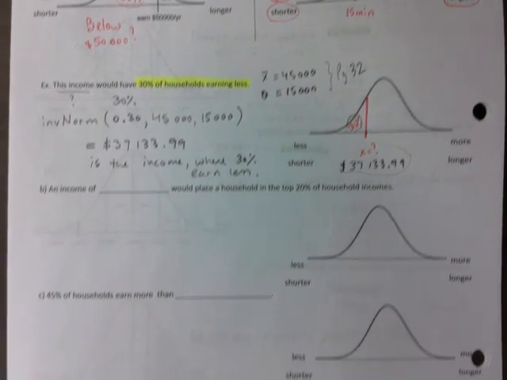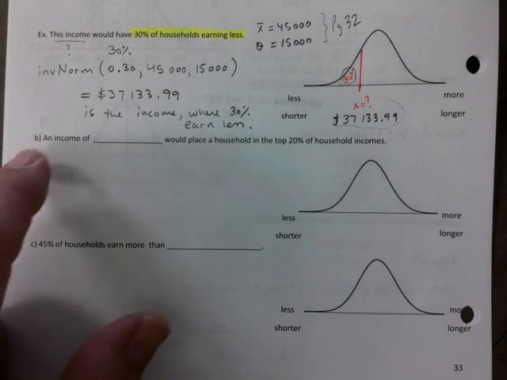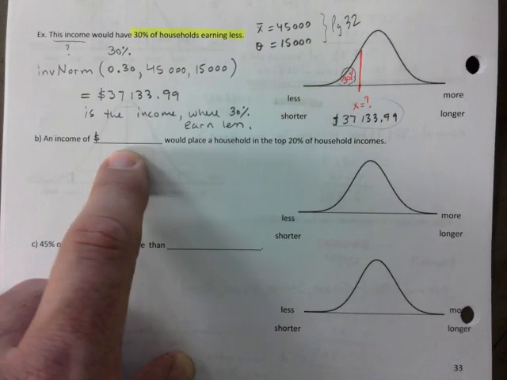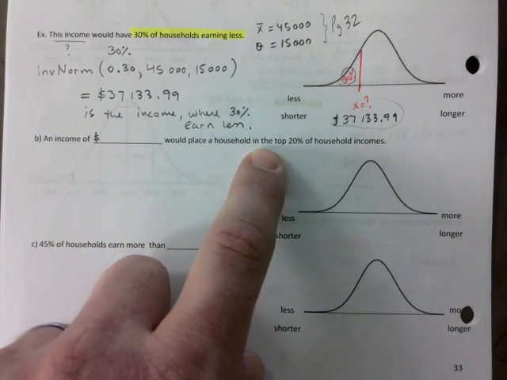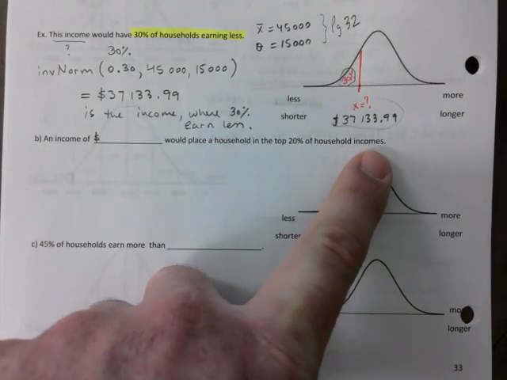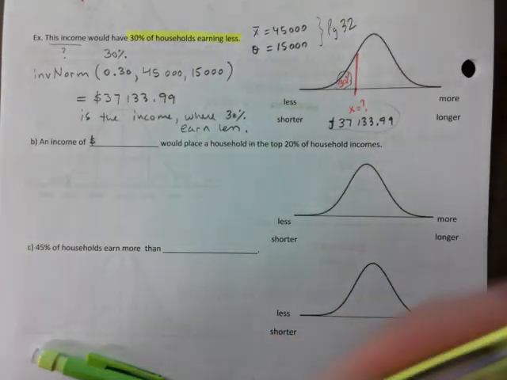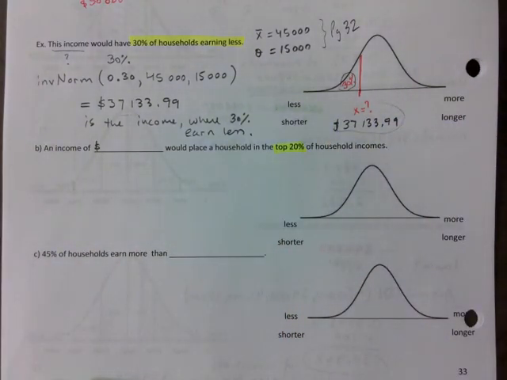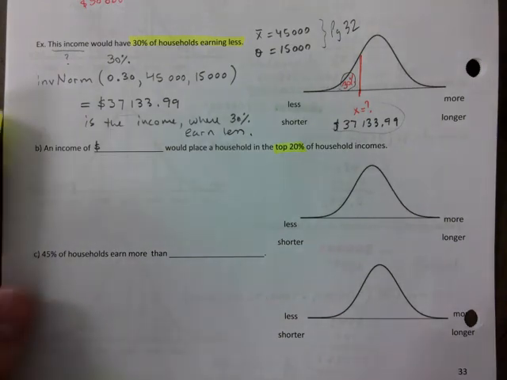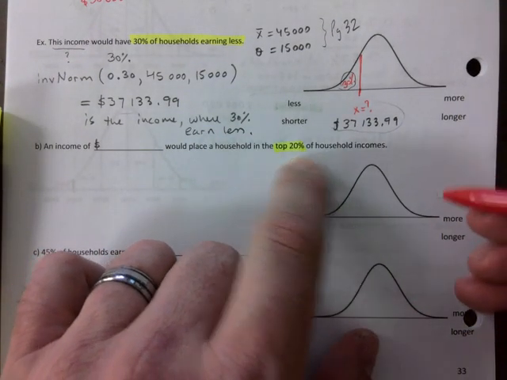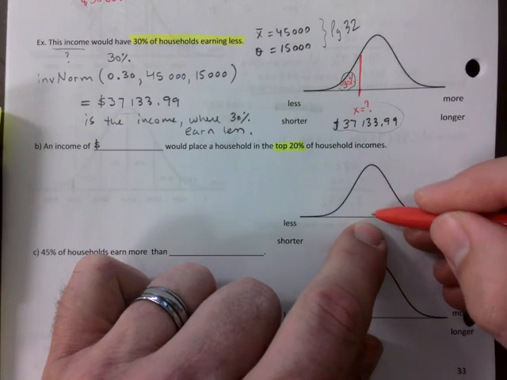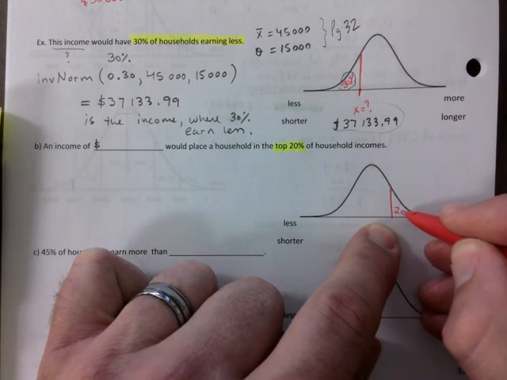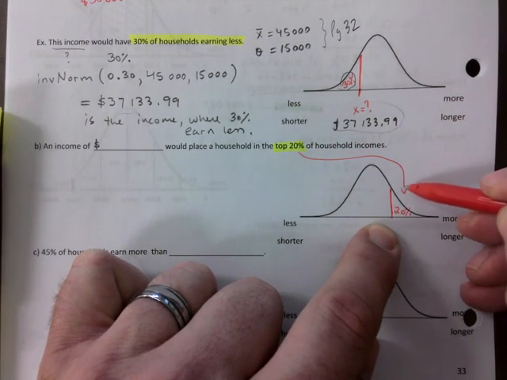Okay. Let's try another one. An income of dollar, right? An income of this would place a household in the top 20% of household incomes. And this is some key wording here. Top 20%. That should tell you it's not bottom 20, it's the top 20. So if you're thinking top 20, then you're definitely not in the middle because that'd be 50-50. So top 20 would be somewhere in here where you have the 20% right there.